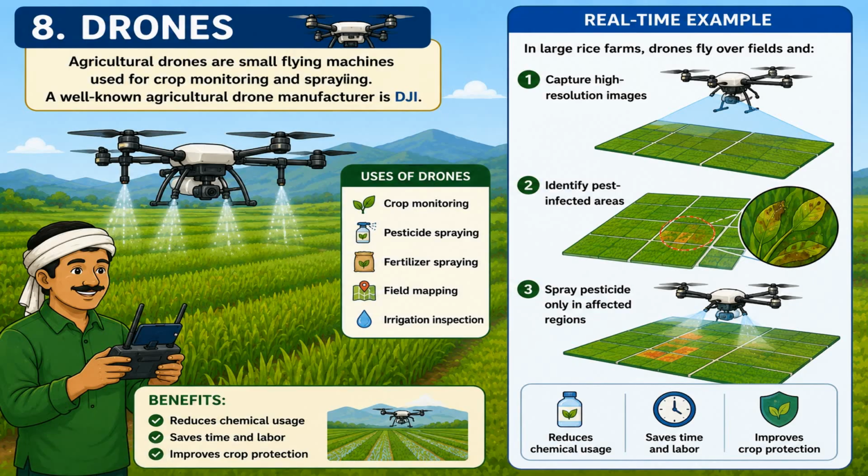Now, this targeted spraying method has many advantages. It reduces the chemical usage, which lowers the farming cost and protects the environment. It also saves time and labor because drones can complete tasks much faster than manual work. And in addition to this, it improves crop protection by detecting problems early and treating affected areas quickly.